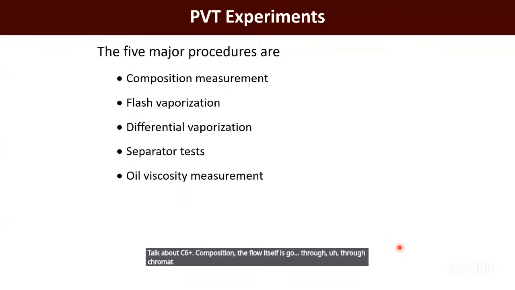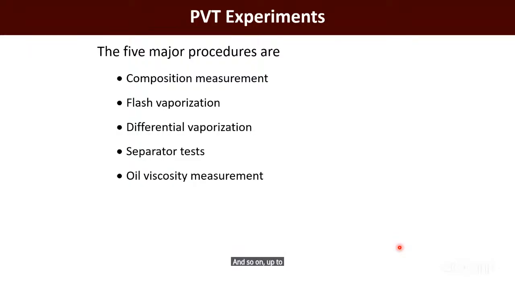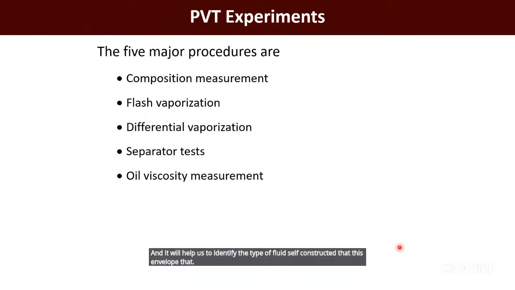Composition: the fluid itself goes through chromatography, and we get the composition of C1, C2, C3, C4, and so on, up to C30 plus, C36 plus, in some labs C50 plus. And it will help us to identify the type of fluid itself, and construct the phase envelope that we talked about in the 5 reservoir fluids.